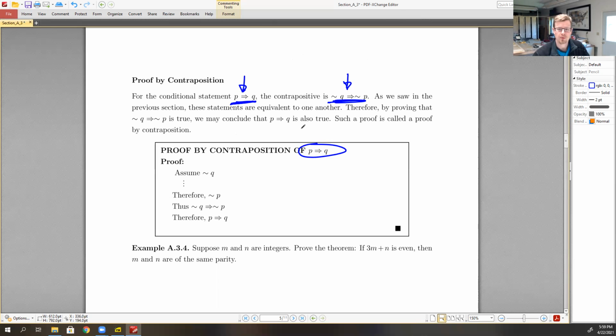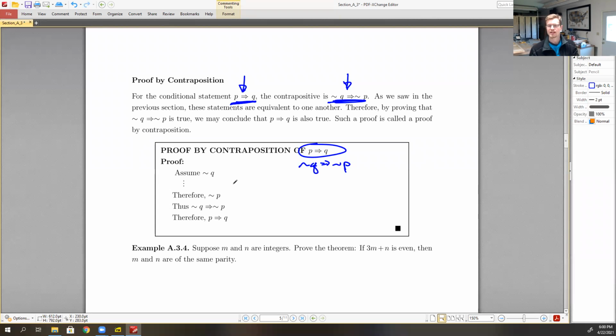So when we write a proof by contraposition, we assume not Q, because what we're doing is proving not Q implies not P. So we assume the premise of the contrapositive, which is not Q. We use our definitions, our theorems, and our well-known facts to manipulate and find that not P is true. So we have that the implication not Q implies not P is true.